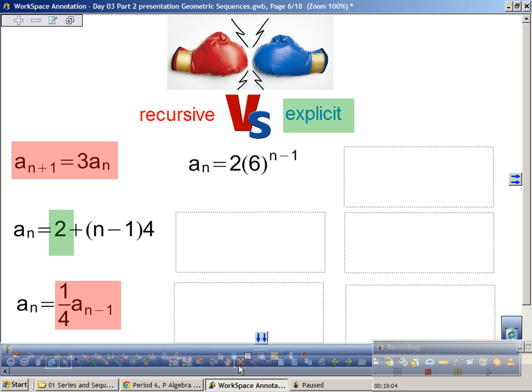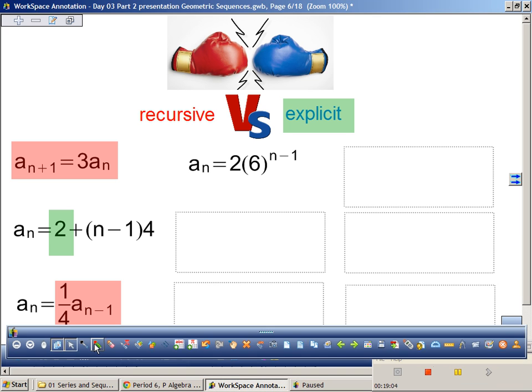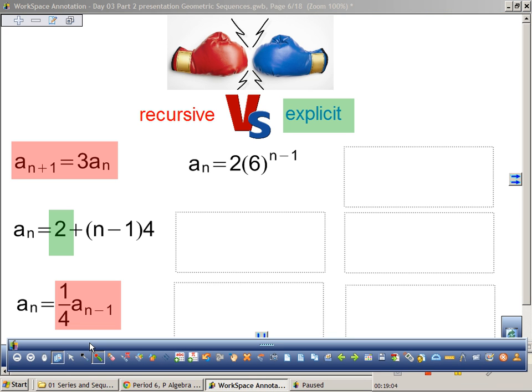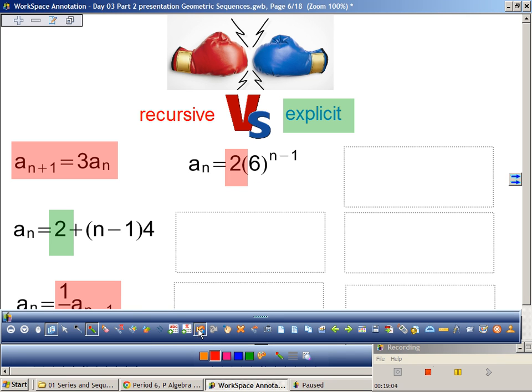Okay, we're not at 90%, but we're approaching. So I see a first term. That would not make it that. Sorry. I see a first term, therefore it must be explicit.